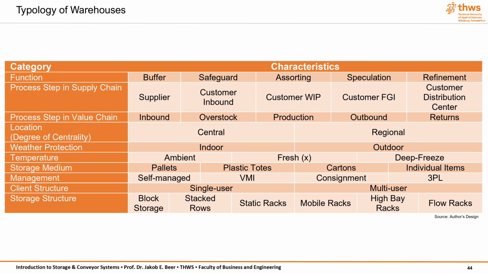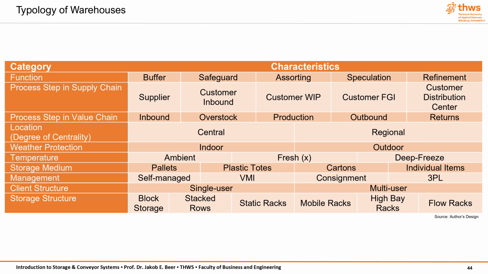In speculative warehouses, inventory is held in anticipation of future demand. These warehouses play a role in hedging against price changes or seasonal shifts. Think of retailers stocking up on heaters in summer before the winter sales spike. Lastly, refinement warehouses go one step further. They are typically located near the customer and may include value-adding services like ripening, customization, labeling, or late-stage assembly.